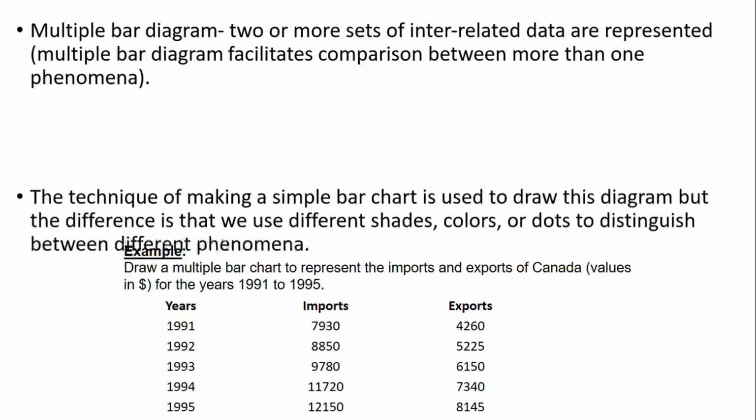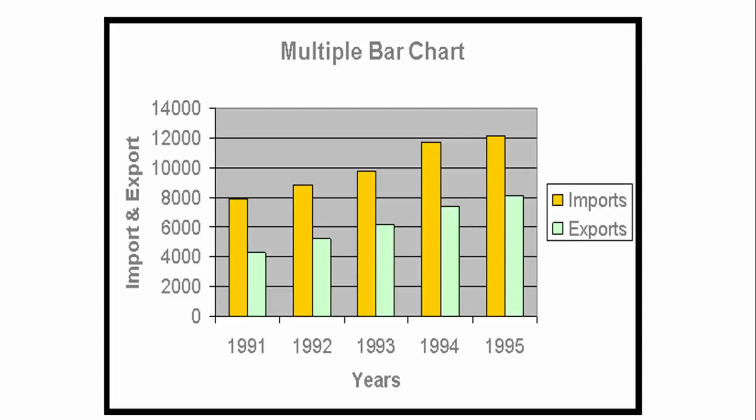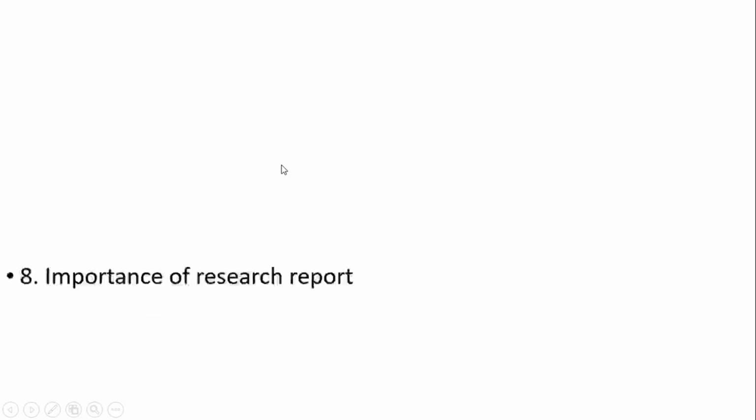Multiple bar diagram: two or more sets of interrelated data represented in a single graph is called a multiple bar chart. For example, in 91 there were 8,000 imports and 4,000 exports. So the export and import of one particular item, multiple factors shown in a single sheet, is known as a multiple bar chart. Other graphs are histogram, line graph, frequency polygon, scatter diagram or dot diagram.